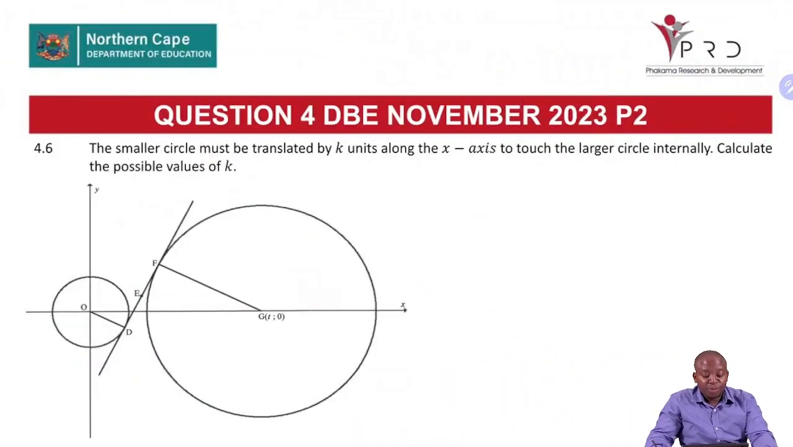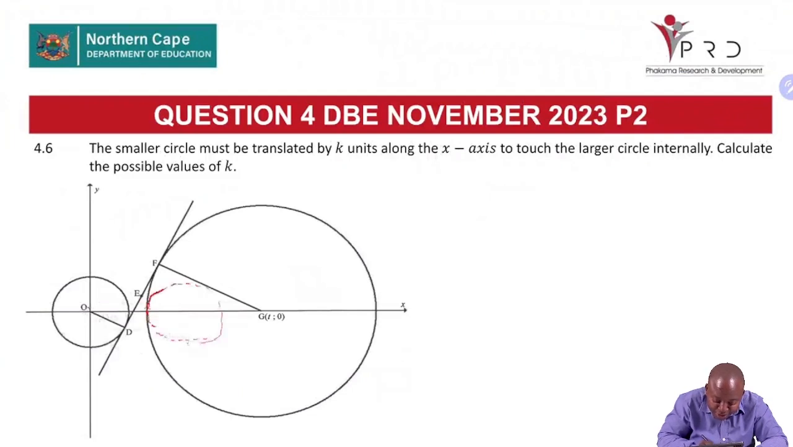4.6. The smaller circle must be translated by k units along the x-axis to touch the larger circle internally. Calculate the possible values of k. So what are we saying in this case? We are saying this circle must be moved so that it touches this here, or it touches it here. So those are the two options we are having.